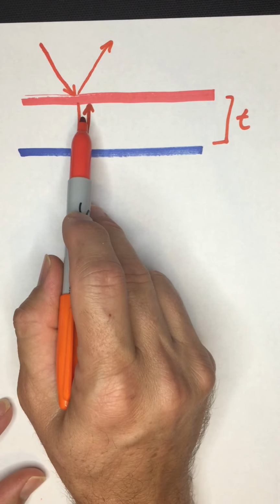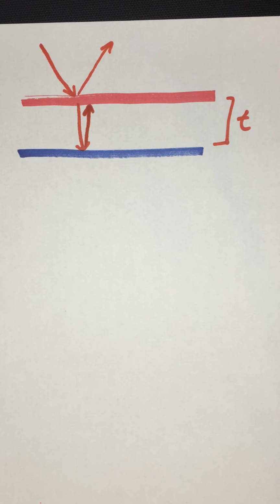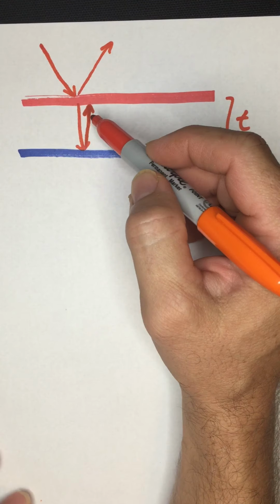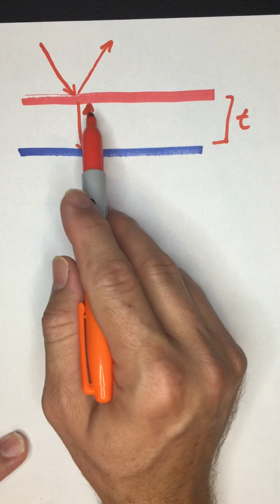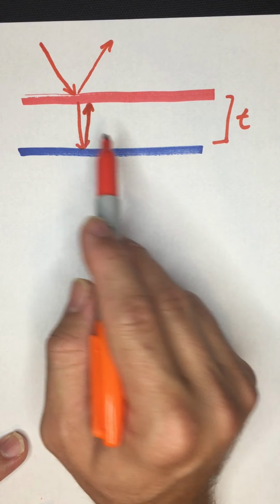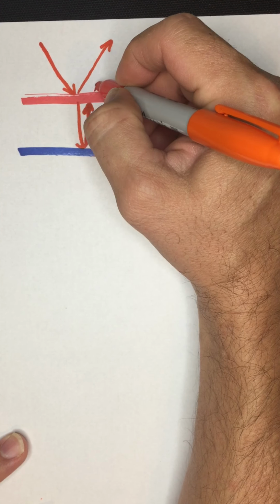Okay, well, lo and behold, I'm at another boundary. And again, at this boundary, part of the light will be transmitted, part of it will be reflected. At this boundary, I'm going to ignore whatever is reflected back down into this medium and just look at the one that's transmitted.